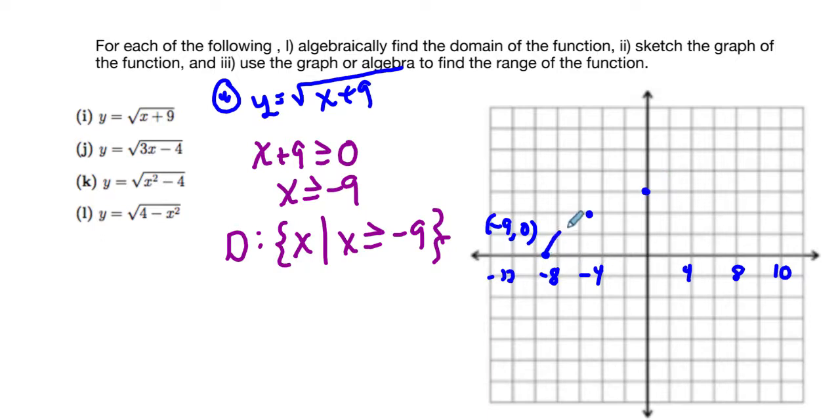Okay, so I have a graph that looks like this. And so my smallest y value is 0, and it goes up from there. So my range is y such that y is greater than or equal to 0.